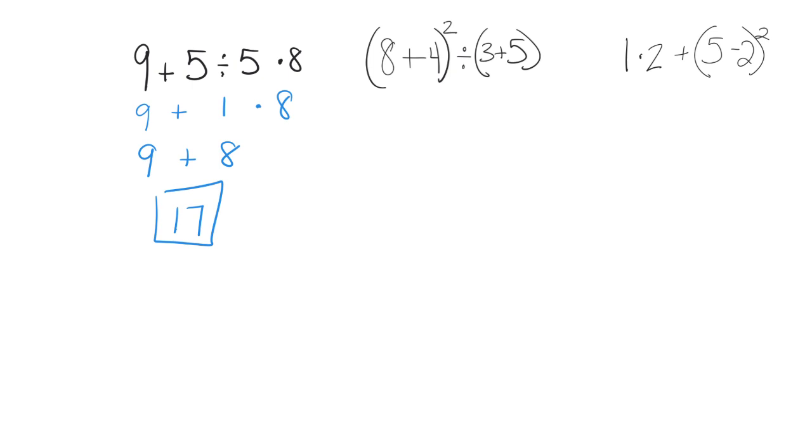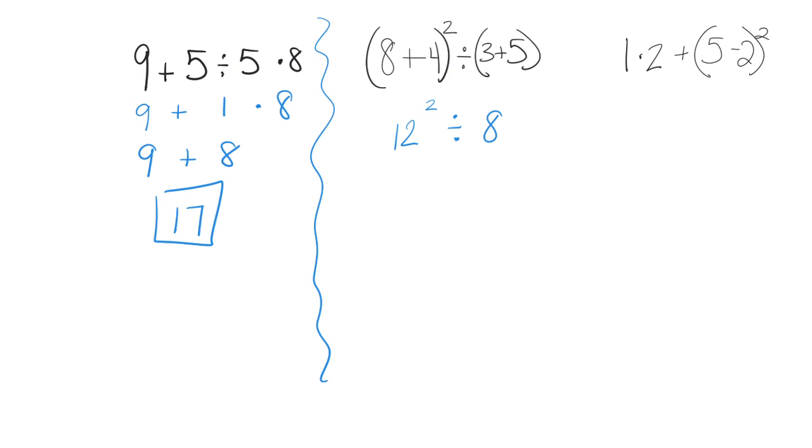Let's look at this next one. I do see parentheses on this one, so we have to work inside the parentheses first. So this 8 plus 4 is really a 12 squared. Then I'm going to leave the divide by, and I'm going to do this parentheses set. 3 plus 5 is 8.